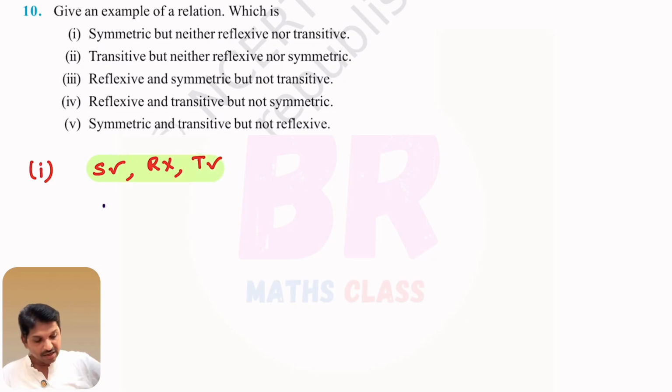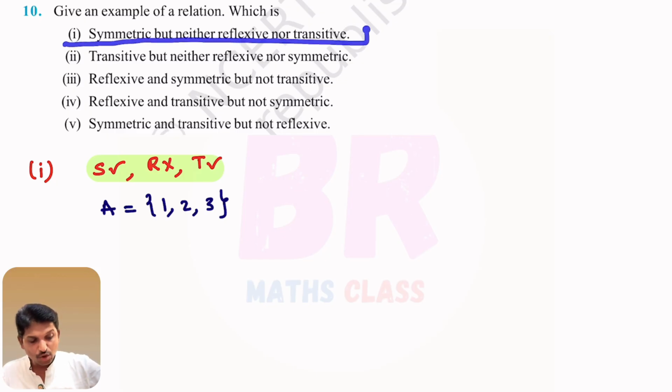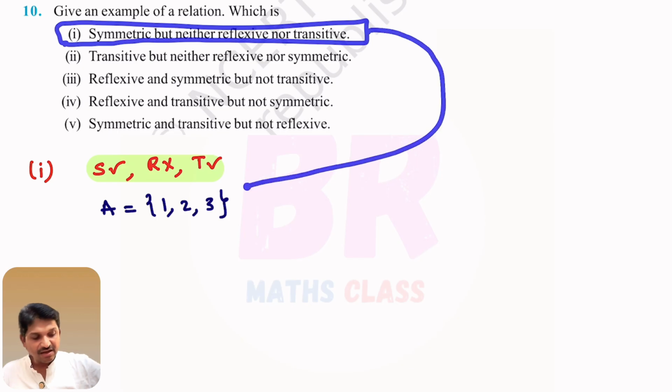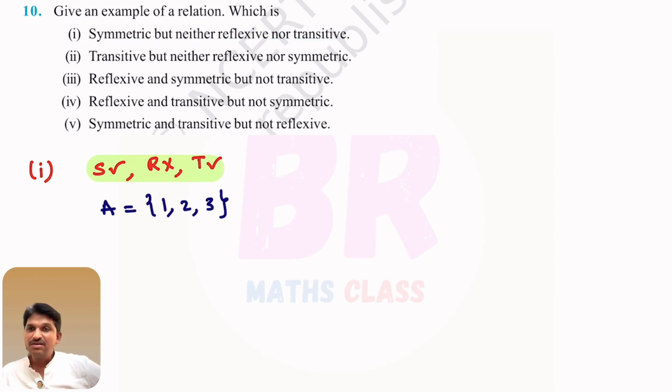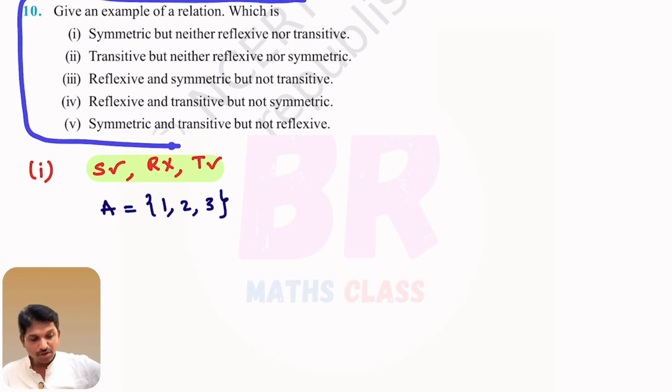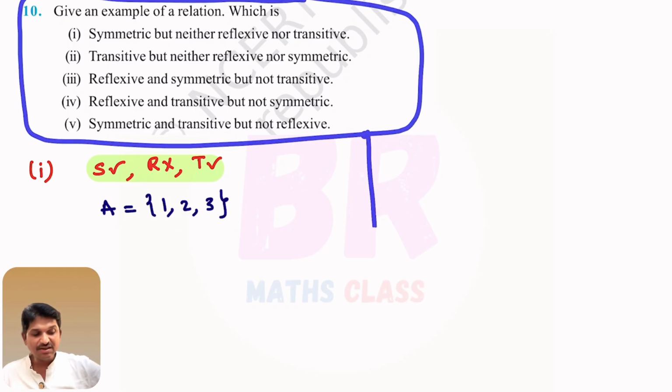Okay, first I'll take a set A like this: 1, 2, 3. From person to person, this problem will vary. I'll give one example. You try 3, 4 examples for the same bit. Why am I saying this? It is a very good question. You will get a clear idea if you try this. If you give 5 to 6 examples for the same bit, you get a clear idea about reflexive, symmetric, transitive. This is the best question in these relations, in my point of view.